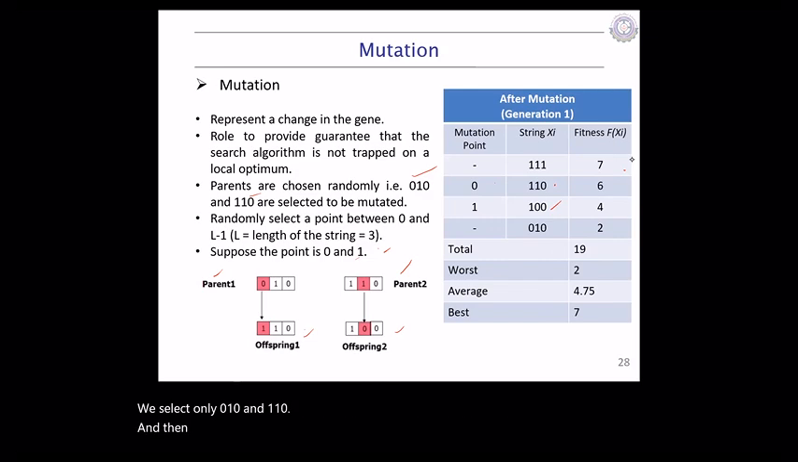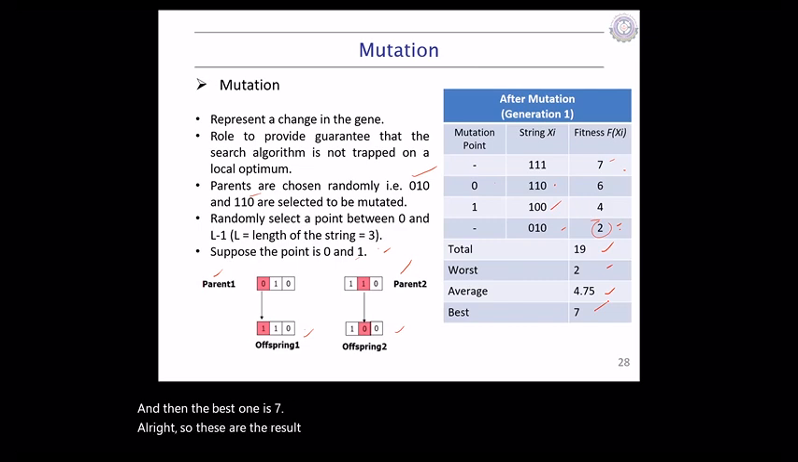And then 1, 1, 0 is 6, 1, 0, 0 is 4, and 0, 1, 0 is 2. So the total we count here is 19, 7 plus 6 plus 4 plus 2. And the worst is 2. This is the worst. And the average, we divide 19 by 4, so 4.75. This is the average. And then the best one is 7.